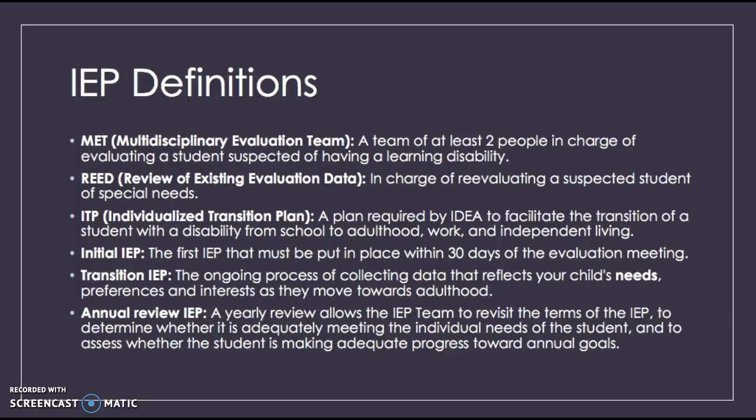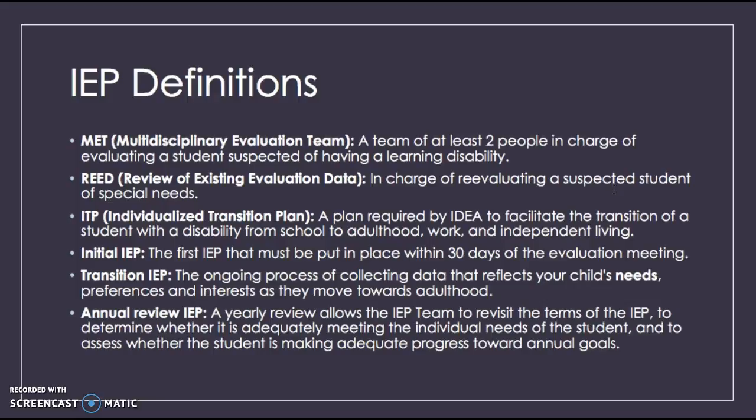So some of your definitions would be: the multidisciplinary evaluation team, a team of at least 2 people in charge of evaluating students suspected of having a learning disability. REED would be a review of existing evaluation data, in charge of reevaluating a suspected student of special needs, which can be requested by a parent or the school. The ITP is your individualized transition plan, a plan required by IDEA to facilitate the transition of a student with a disability from school to adulthood, work, and independent living.